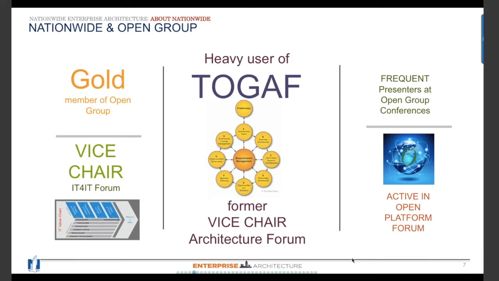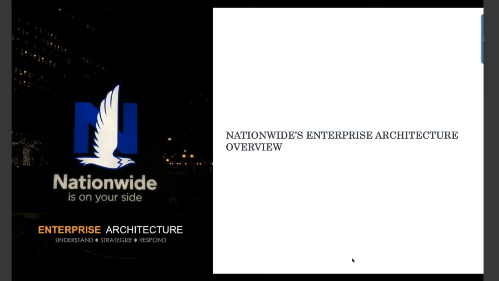We're also deeply involved with the Architecture Forum, the IT for IT Forum, as well as the Open Platform Forum on the Open Group. We've held leadership roles within the Architecture Forum, with some of our Nationwide members having been vice chairs, and I personally currently vice chair the IT for IT Forum. So with that brief introduction, I want to turn it over to Zahid, who leads up our enterprise architecture capability here at Nationwide, and let him share a little bit of our EA story.